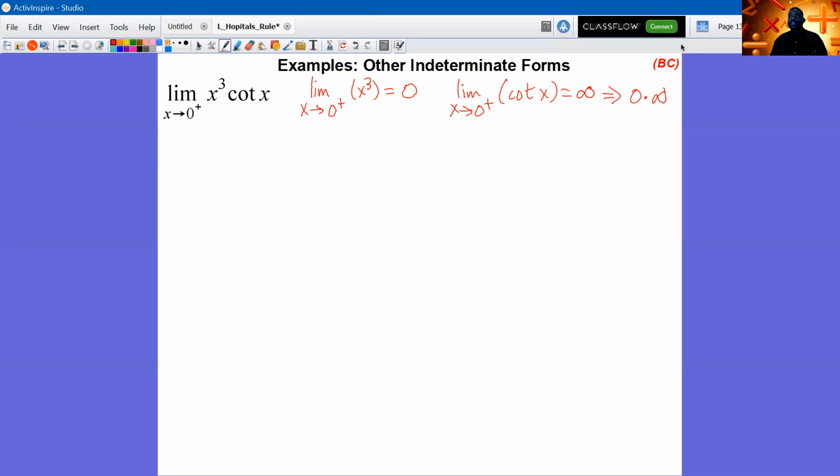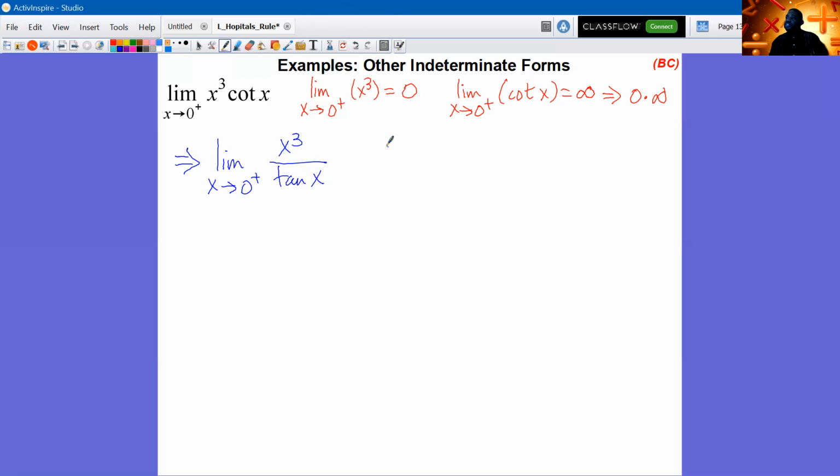So how do we handle a situation like this? Well, you want to see if you can rewrite this as a fraction somehow. The nice thing about cotangent x is that it is a fraction. I prefer you convert it to tangent, it'll make life easy. So rewriting this, that's going to be the limit as x approaches 0 from the right side of x cubed over tangent x. Okay, now we have a fraction.